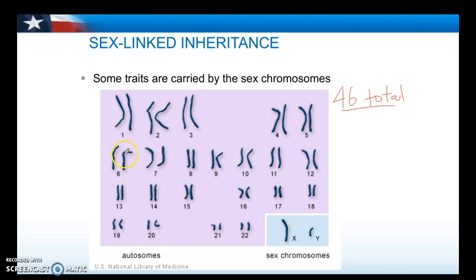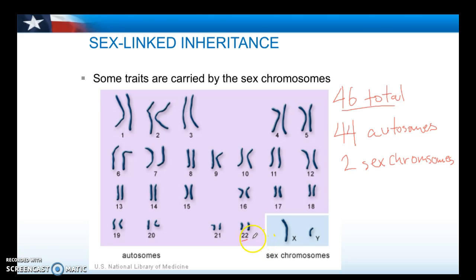Now, what is interesting is that 22 pairs of these chromosomes, or a total of 44 chromosomes, are called the autosomal chromosomes, or autosomes, okay? These are chromosomes that carry a lot of our traits. However, we have just 2 here that are the last 2 for the total of 46, which are the X and the Y chromosomes, and these are called the sex chromosomes. So we have a total of 46 of these chromosomes that all carry different traits.